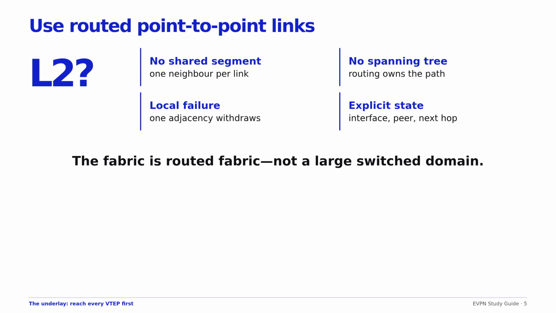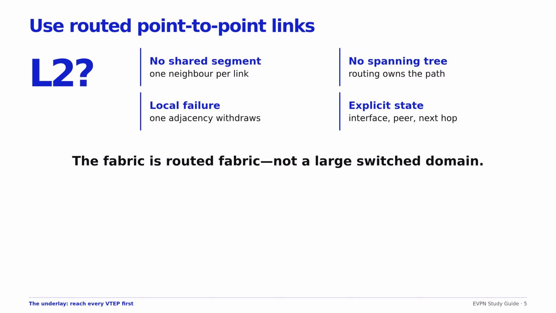Between leaf and spine, use routed point-to-point links. This removes the shared Ethernet segment from the fabric's failure model. There is one neighbor at the far end, one routing adjacency, and one link whose loss can be withdrawn. Spanning tree is not selecting paths through the underlay. Routing is. Numbered links commonly use /31 or /30 prefixes.